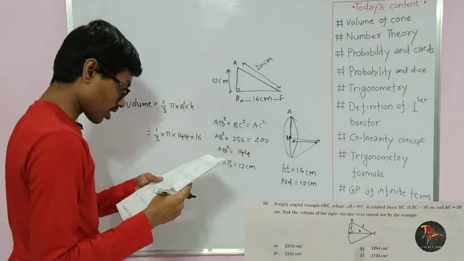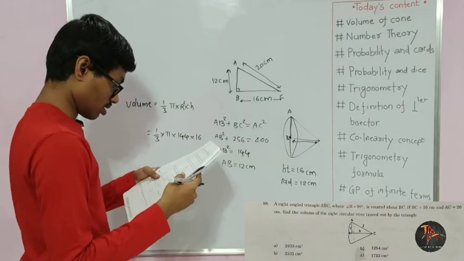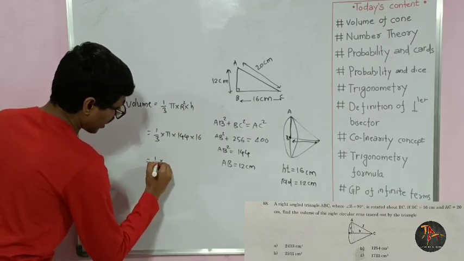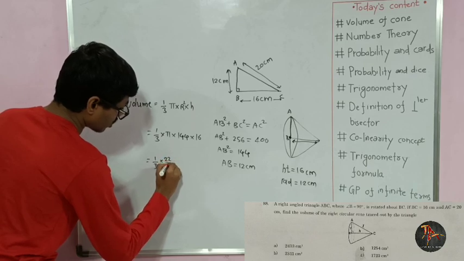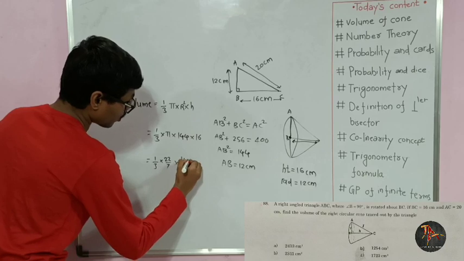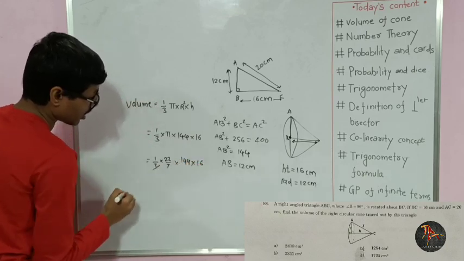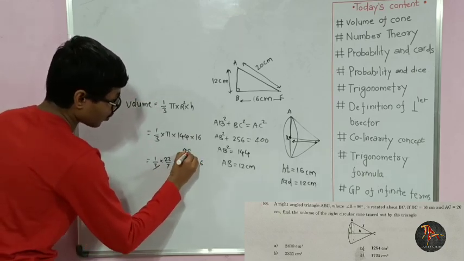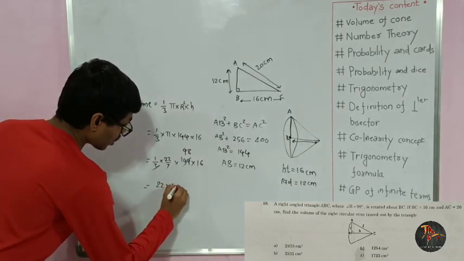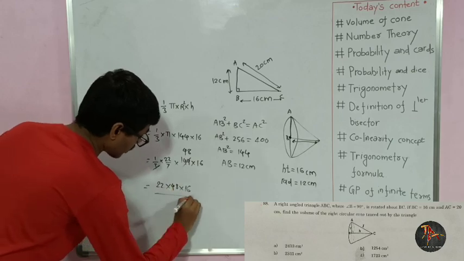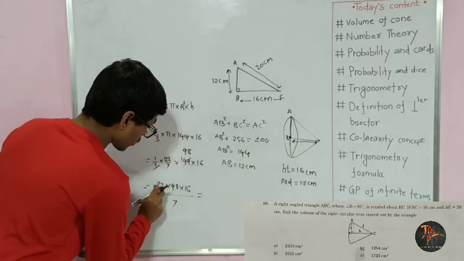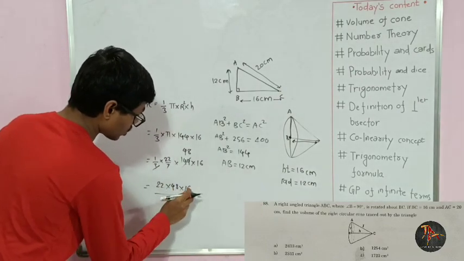Now what have they given? They have asked in centimeter cube. So 1 by 3 into pi, where pi is 22 by 7. Now 144 into 16. If I cut here, then I will get 48 here. Now 22 into 48 into 16 divided by 7. We have to do this calculation.